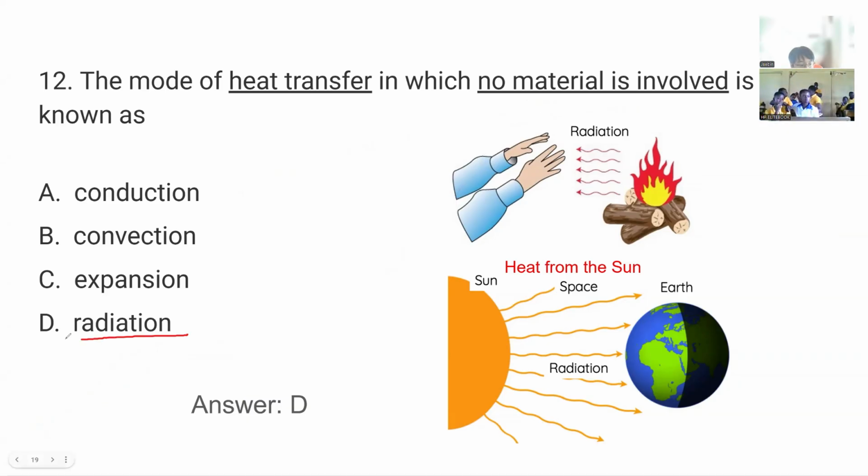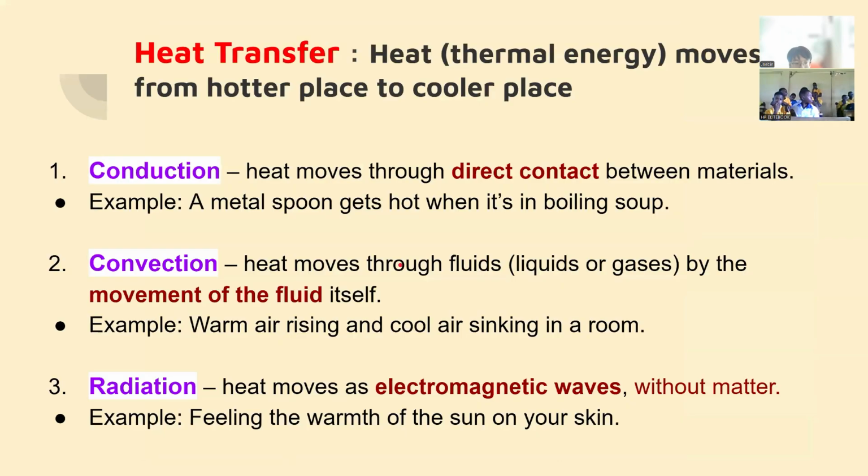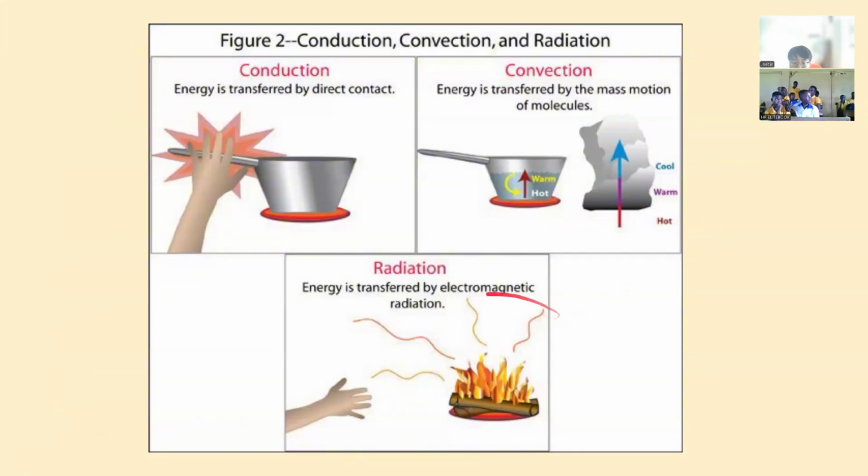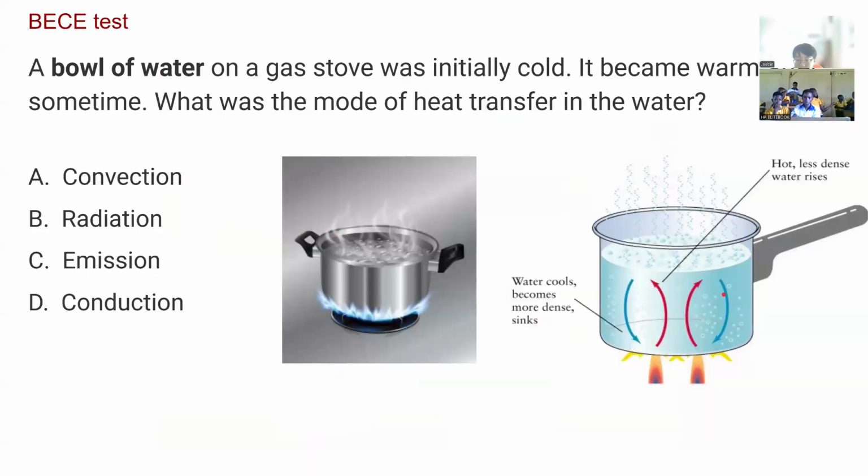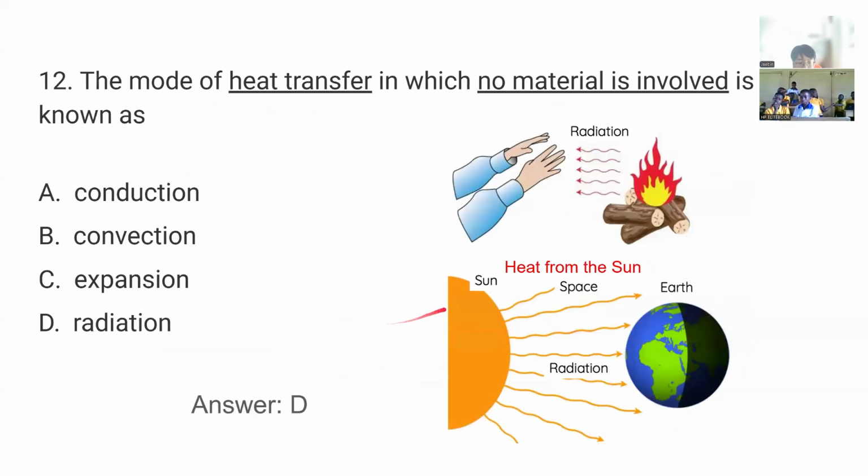So here, let me go back to this slide. Radiation is when heat moves as electromagnetic waves without matter. We talked about how it only spreads through electromagnetic waves that may not be visible, and it does not require any matter in between. So that's why the answer is D, radiation. Good job.